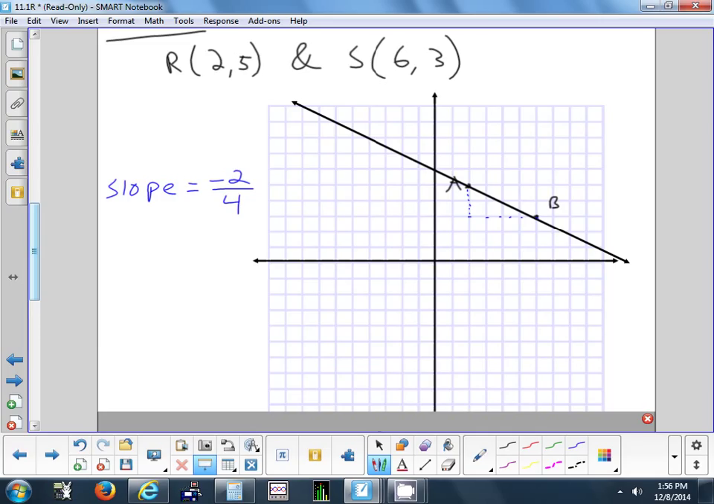Any thoughts on that slope? Negative 2/4. Could be reduced. It can be reduced, yep. What can you reduce it to? Negative 1/2. Okay. Now, watch what happens when you reduce it. Pick a point somewhere on that line. Basically, the slope gives you directions on how to get to another point. It says go down 1 and right 2. Down 1, right 2. And you can keep doing that and getting more points on the line.